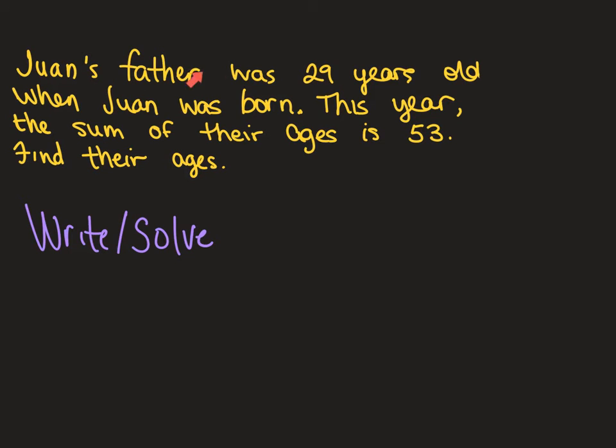It says, Juan's father was 29 years old when Juan was born. This year, the sum of their ages is 53. Find their ages. Well, I only see one number. No, I see another number. I see 29, I see 53. Do I see any is's? I am not necessarily seeing any is's.